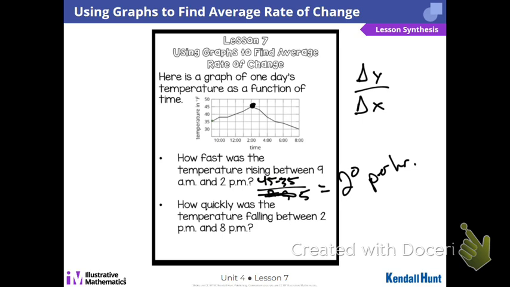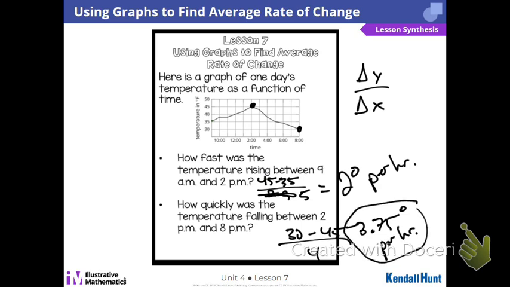So how quickly was it falling between 2 and 8? My reference points are here and here. From 2 to 8, it ended at 30 and started at 45, and from 2 to 8 is 4 hours. 15 divided by 4 is negative 3.75 degrees per hour. Or if you actually wrote the words, it fell by 3.75 degrees per hour, that would also indicate the negative part of it.